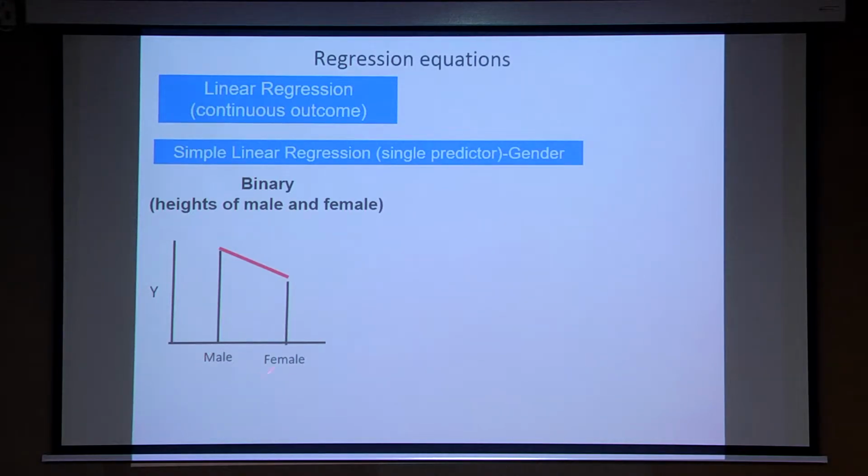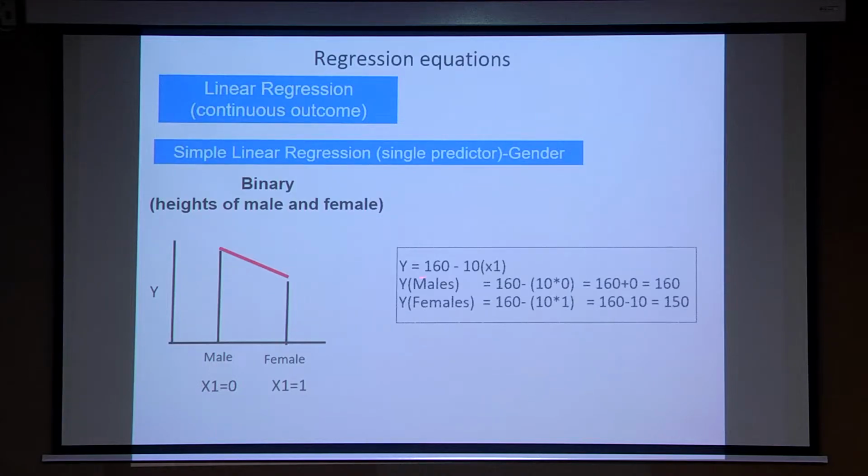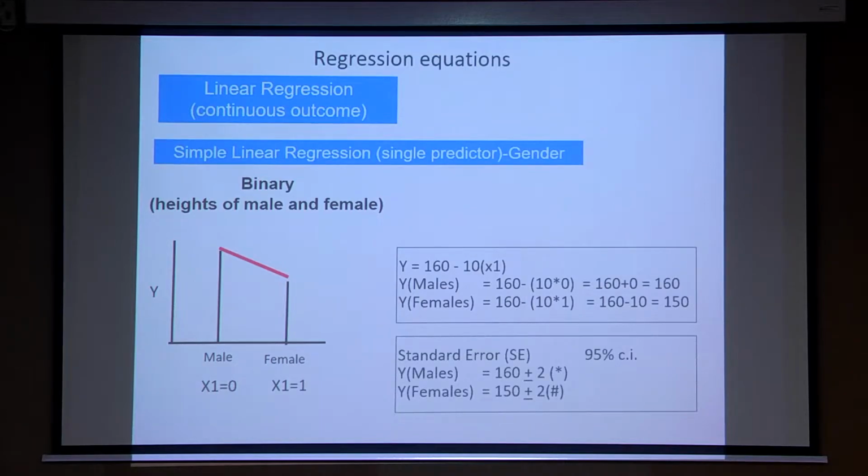But somebody may have male as the reference group and female as the next group. Here you will get it like this: 160 minus 10. So the male will have 160 and the female will have 150. And again the value will be expressed with a 95% confidence interval.